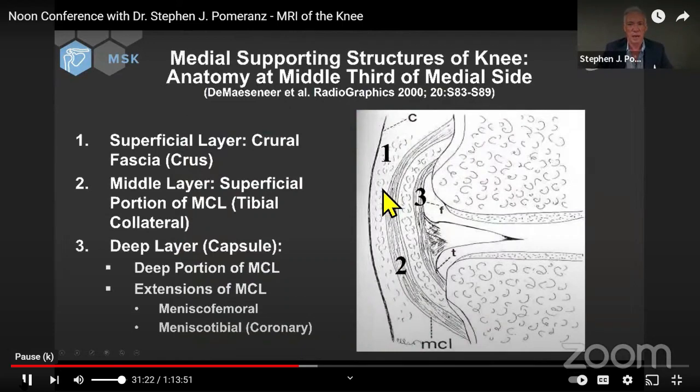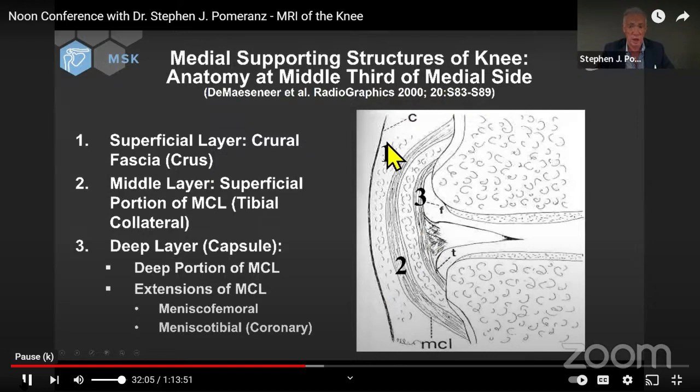Collaterals. Let's start out with the MCL, the easier of the two. We have three layers. They have all kinds of crazy names that you'll read about in the literature, but I'm going to make it simple for you. I'm going to give you three layers. Layer one, superficial layer, also known by the synonym cruce layer. Layer two, also known by the synonym middle layer. There are some other synonyms I won't confuse you with, but I refer to this as the middle layer or tibial collateral ligament layer. And then layer three, the capsular layer that includes the meniscofemoral and meniscotibial ligament, also known as the coronary ligament.